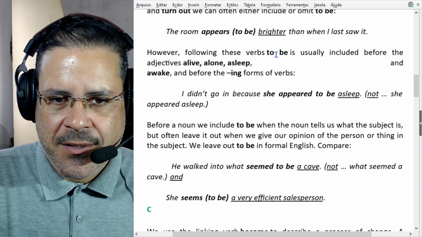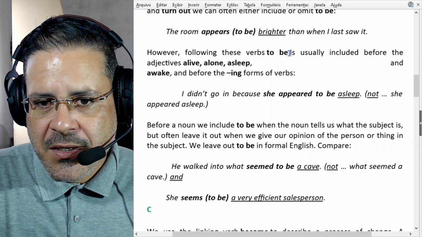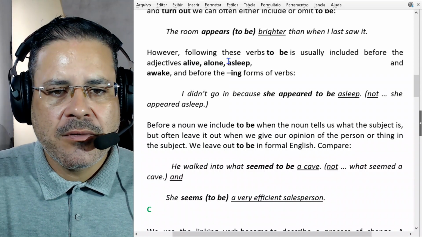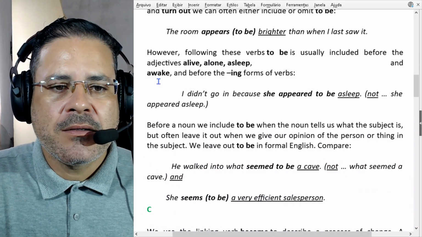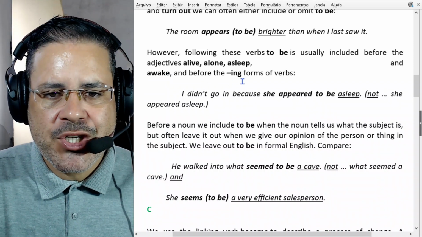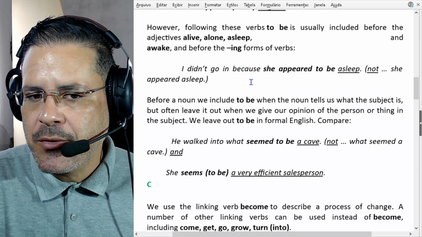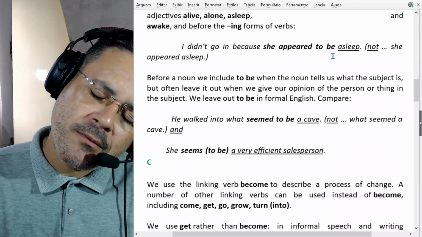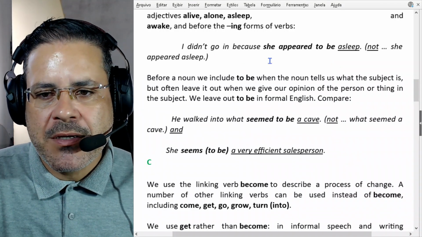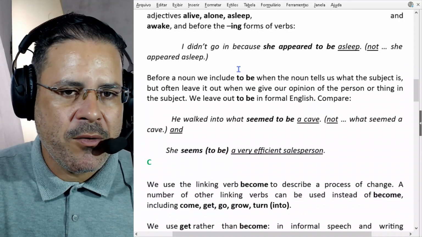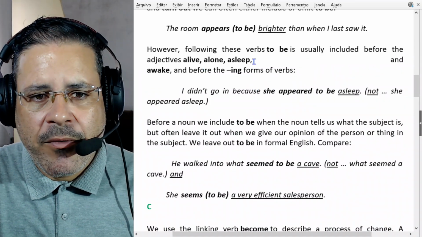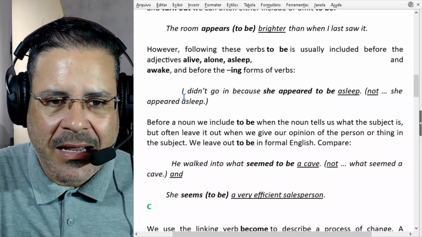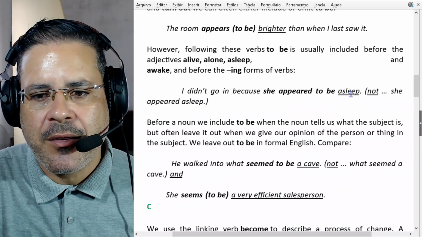However, following these verbs, to be is usually included before the adjectives alive, alone, asleep, and awake, and before the ing forms of the verbs. For example, I didn't go in because she appeared to be asleep. Not appeared asleep, no. Before those adjectives, we need to use to be. Again, I didn't go in because she appeared to be asleep.